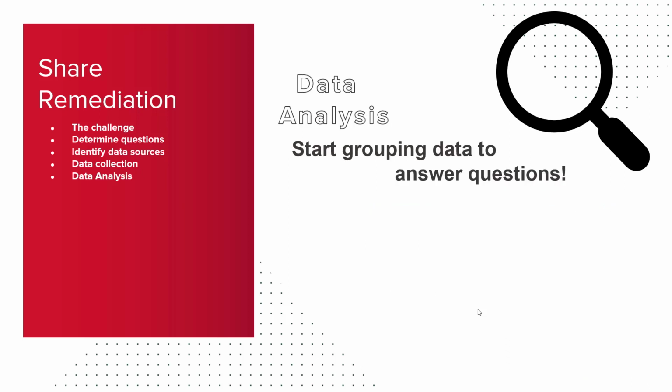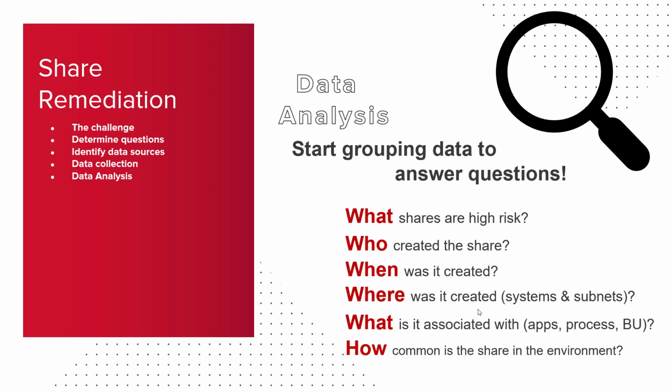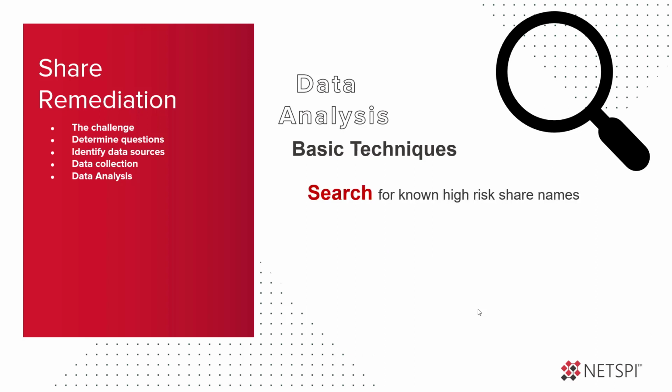And then start grouping data to answer these questions. Using the commands I just showed you, you're going to have a nice database of information that you can now start to query to get answers. So, basic techniques for querying. The first one is very simple: just searching for known high-risk share names, like C$, admin$, wwwroot, webroot. Those types of things can go a long way.